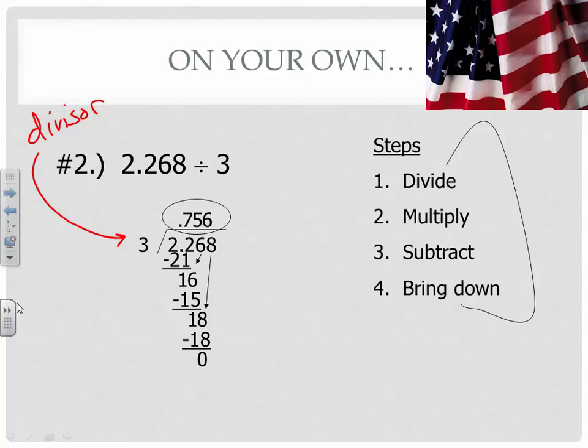Here's my answer: 756 thousandths. That was decimals, dividing decimals by whole numbers.